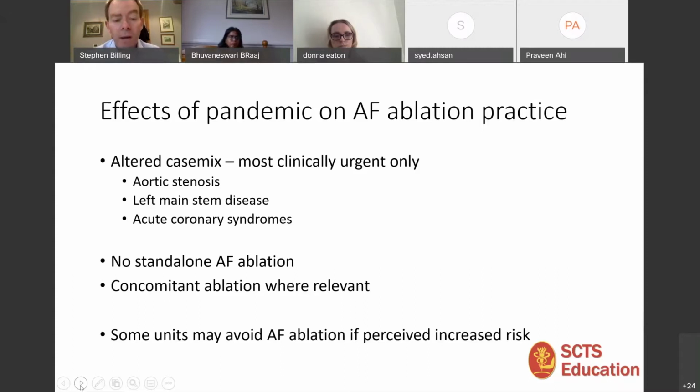So as I've already mentioned, I don't think there's any standalone AF ablation, and I think it would be very difficult to justify when everybody has gained 3 or 4 extra months of waiting. Still sticking to concomitant ablation wherever I have a case for it. And another issue is I do wonder that some surgical units might avoid AF ablation in this rather pressurized environment if they perceive there is an increased risk to the case. And I'll address that in subsequent slides.